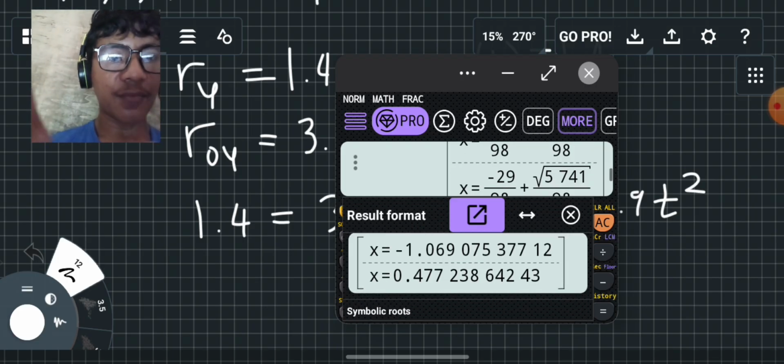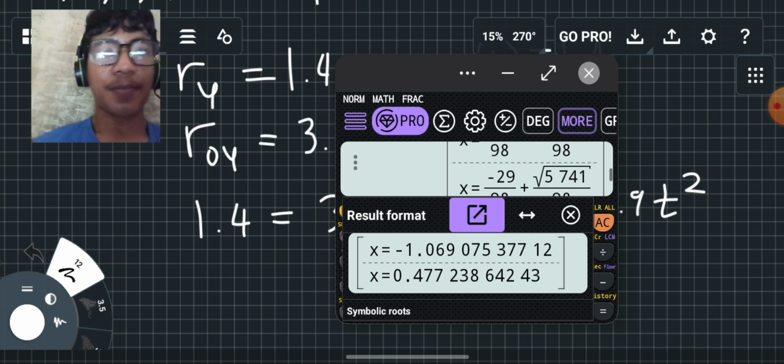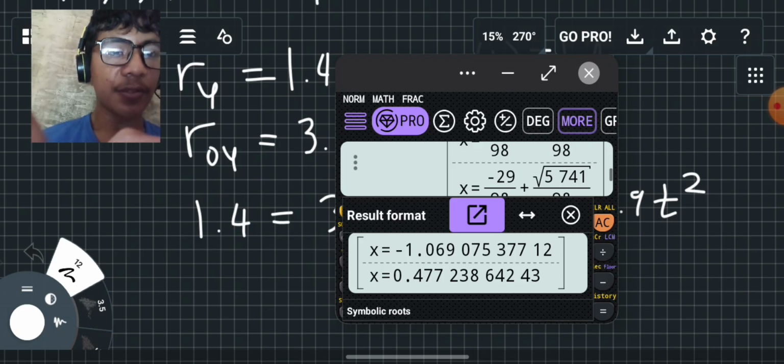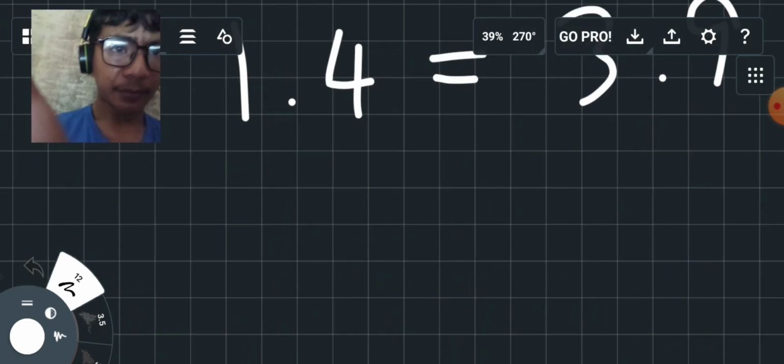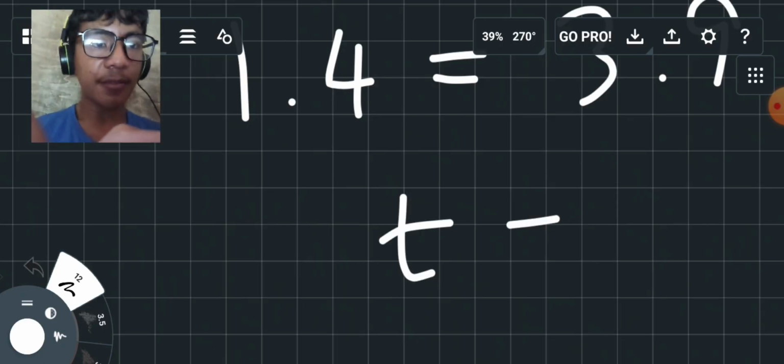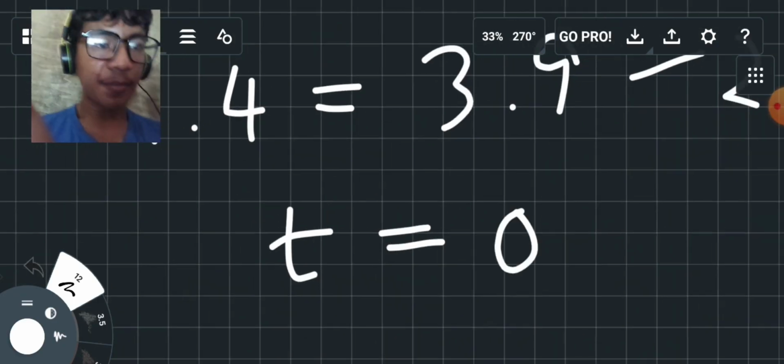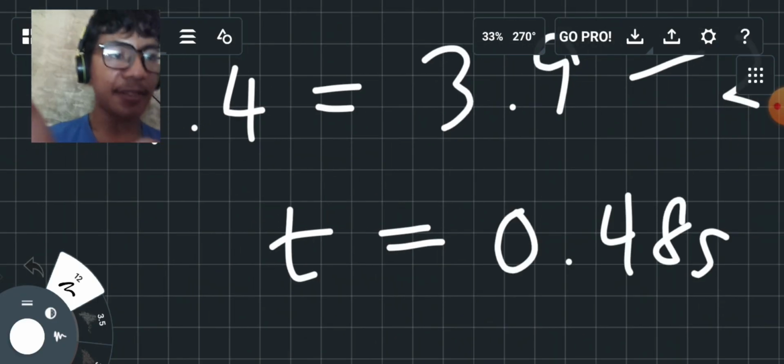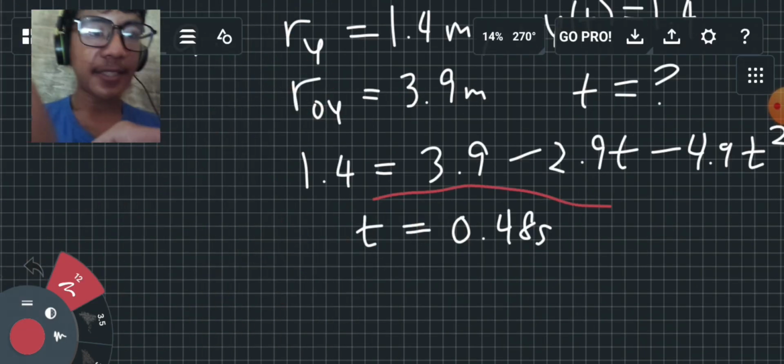Okay, so we get two roots. We get negative 1.069, and the other one, which is positive 0.4077. Negative for time is absurd, so we'll take the positive version. So we get t equals 0.48 seconds. So that's it for A.